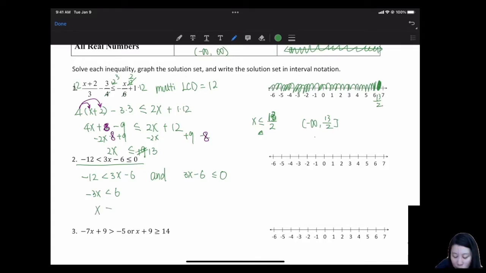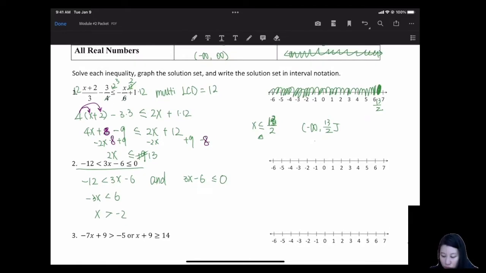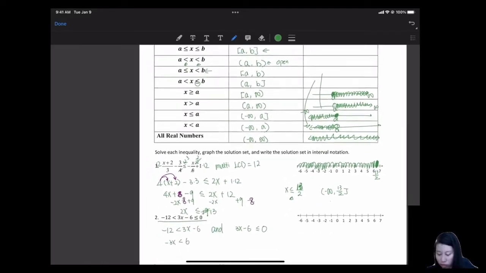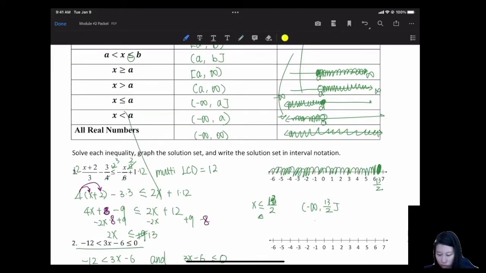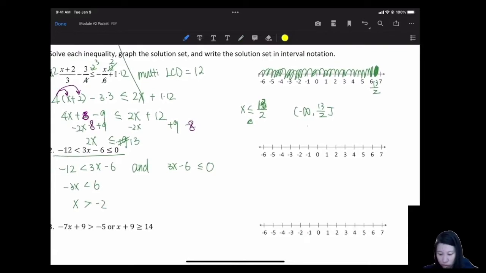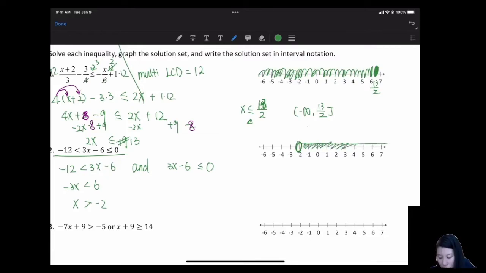You switch the sign. So x is greater than negative 2. Let me use a different color pen. Let me draw this on the graph. So x is greater than negative 2, so not including negative 2, and everything pointed to the right. So it's from negative 2 to infinity.